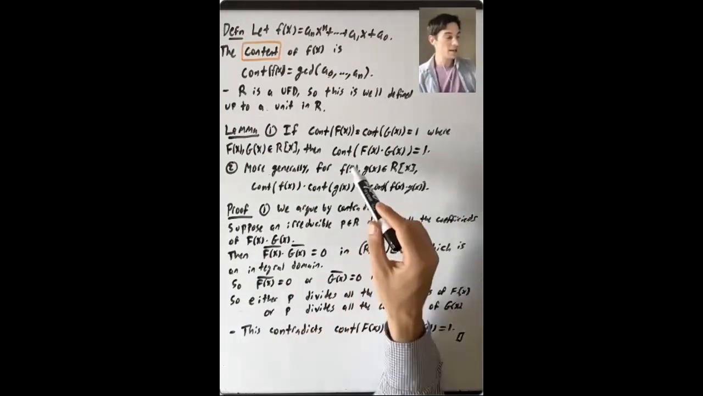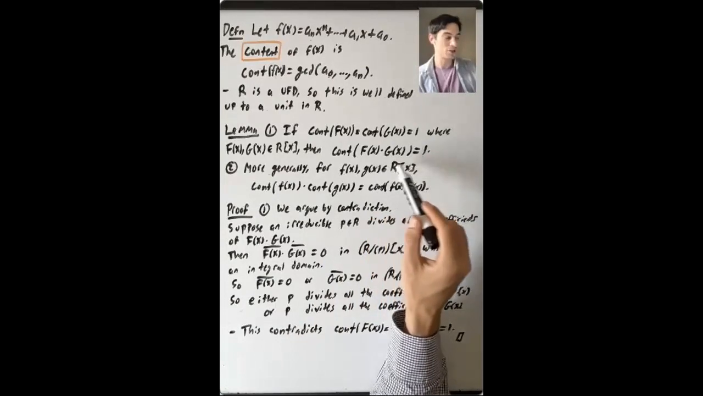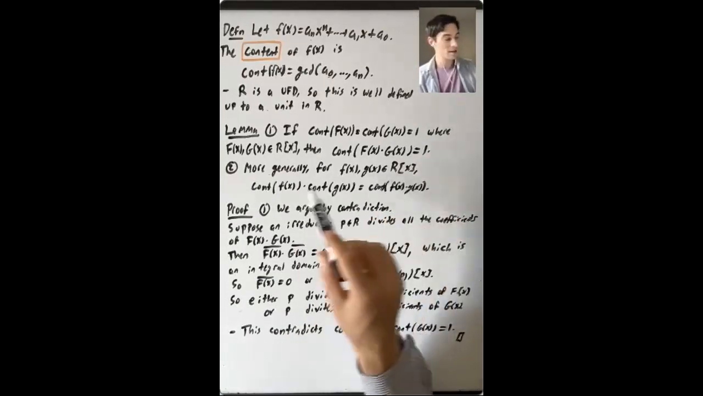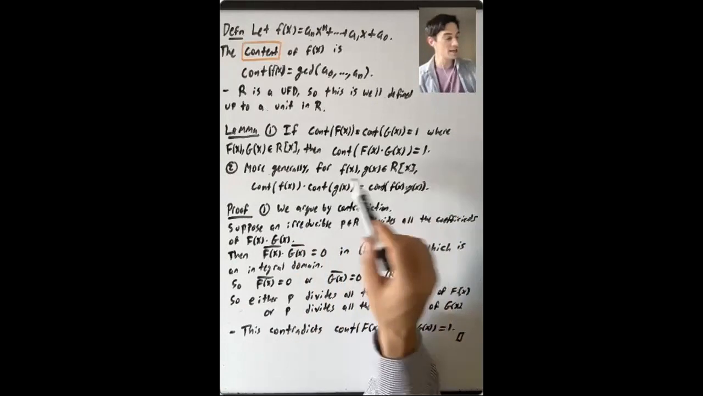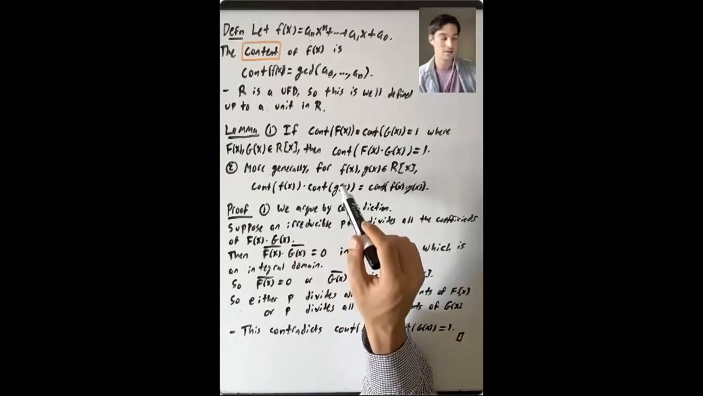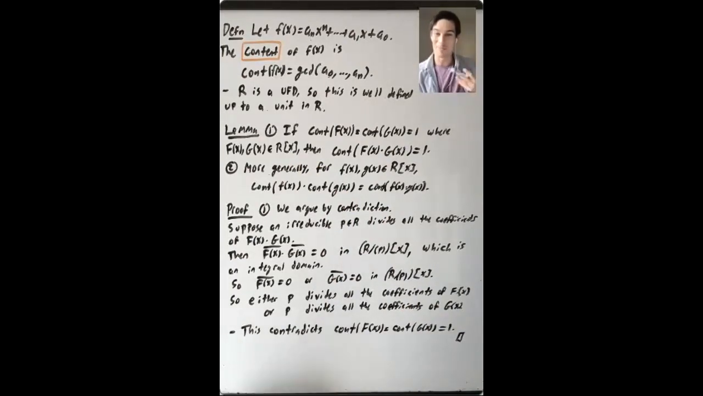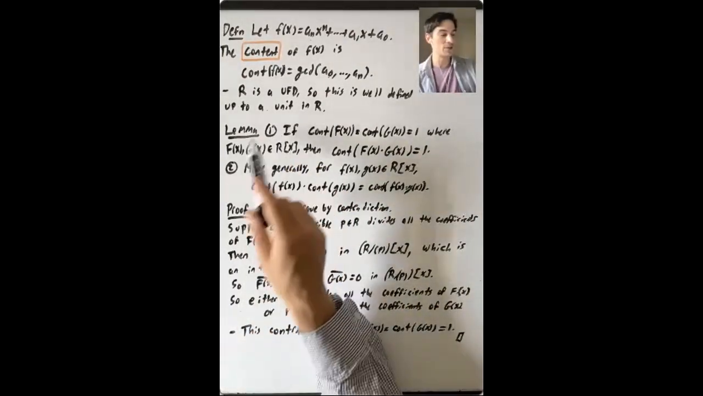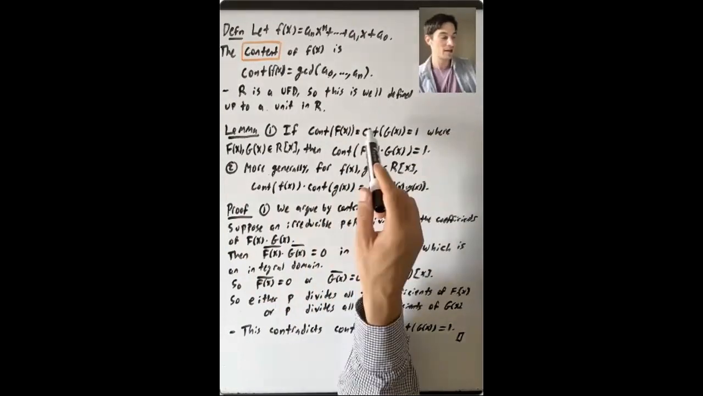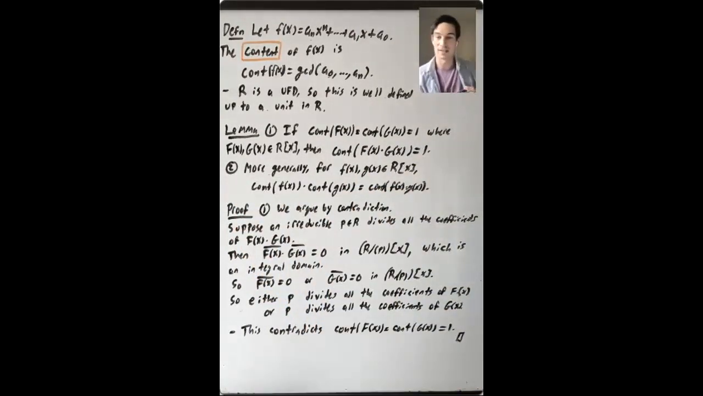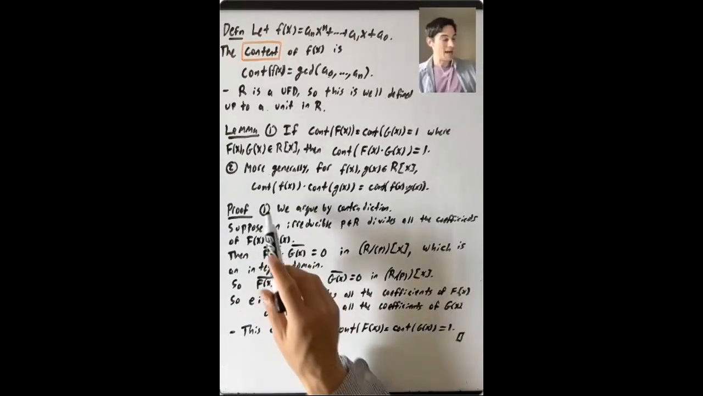More generally, if you have little f of x, little g of x in R bracket x, the content of the product is the product of the contents. So the first special case actually is the important one to remember how it goes, and then we'll see how to use the special case to prove the more general fact. Let's argue by contradiction to prove the first statement.